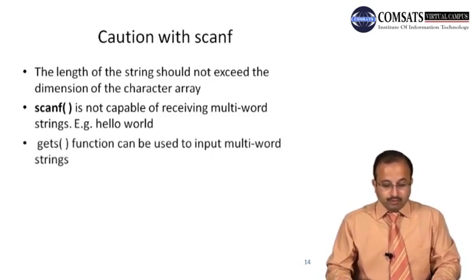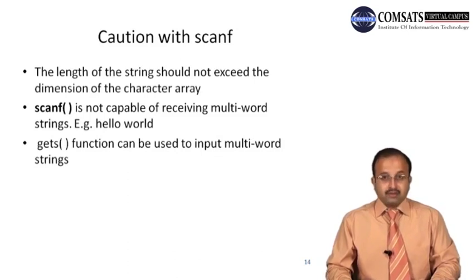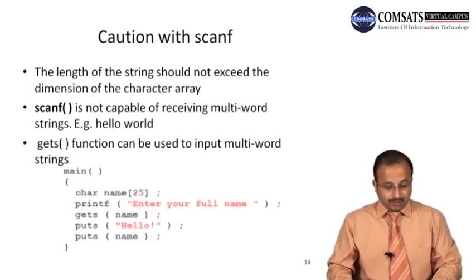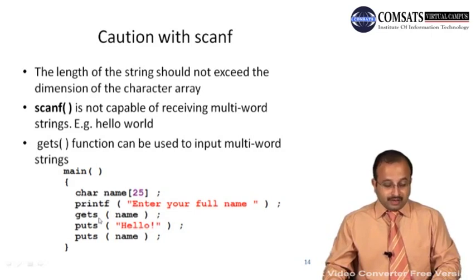The gets function can be used to input a multi-word string. So gets is a new function. The gets function is used to input just the string, not the integer, not the character, not the floating point value. It is only used to take a string as input, as the name suggests, gets, get string. So here we have a program, we have a character array name, and then it says enter your full name. So you write the full name that contains spaces, and that will be successfully input using the gets function.